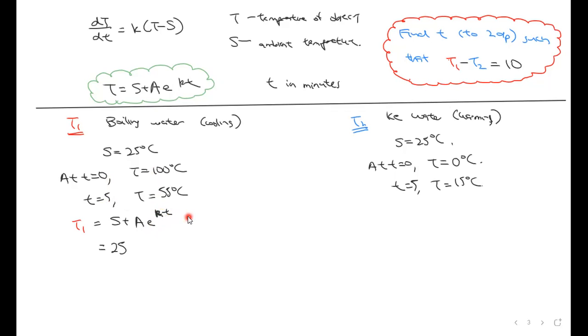So S you already know is 25. Now, just as a tip here, A is the difference between the temperature you started with, in this case 100, and the final temperature, the ambient temperature, which is 25. So basically it will be 75, okay? But let's say I don't know that.